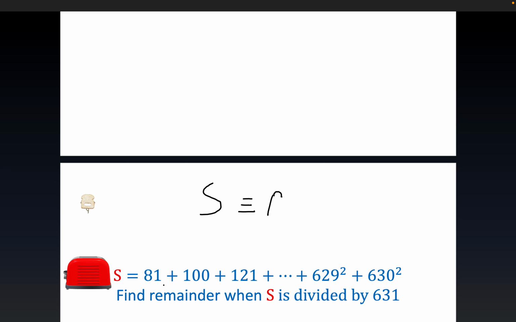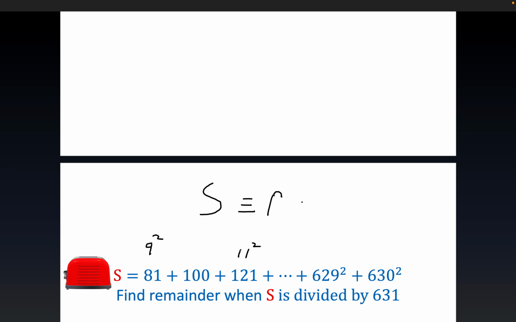We've defined S this way to be the sum of the squares starting with 81. 9 squared is 81. Of course, 10 squared, this is 11 squared right here, right? And you can see it ends at 630 squared. And of course, 630 is one less than 631, which turns out to be useful here. What we're trying to do is find the remainder when S is divided by 631.